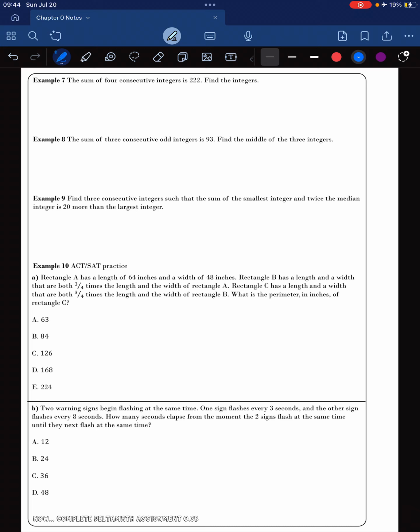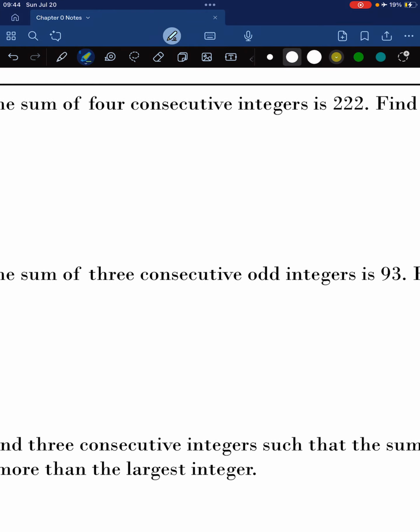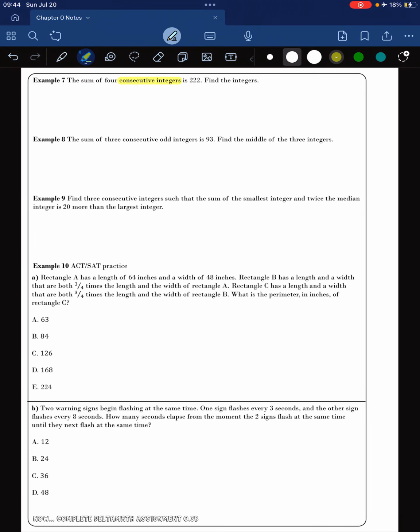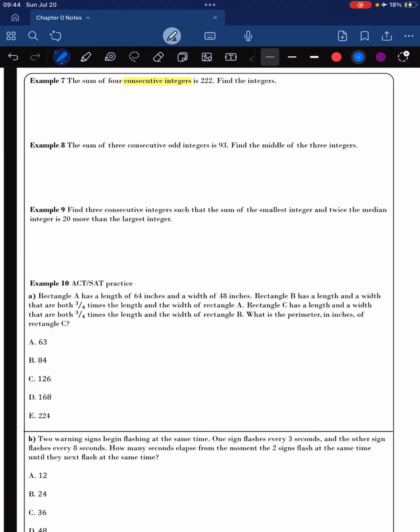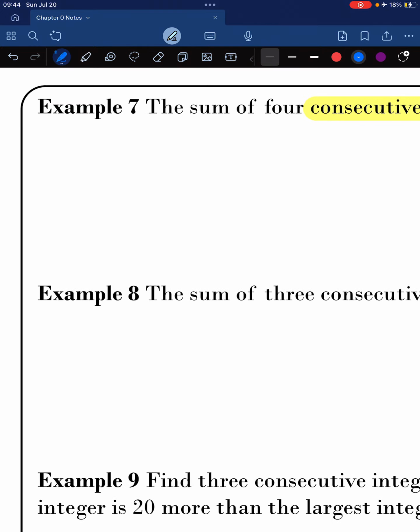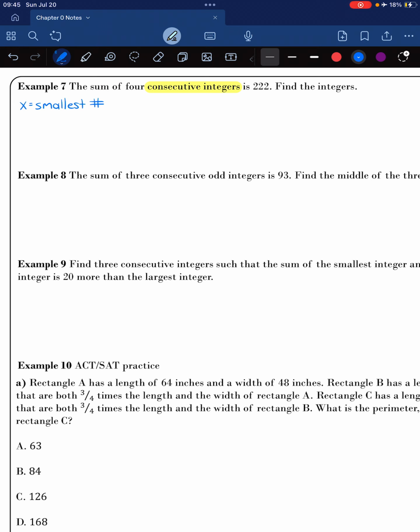So these next three problems are a very common type of ACT problem, which are consecutive integer problems. The setup is always going to be similar for consecutive integer problems. I always start with x. So x is the smallest number, and depending on how many integers, right? Integers are positive and negative counting numbers.